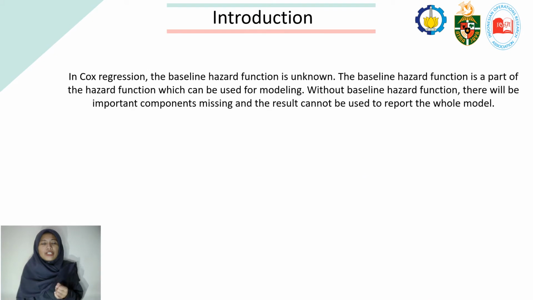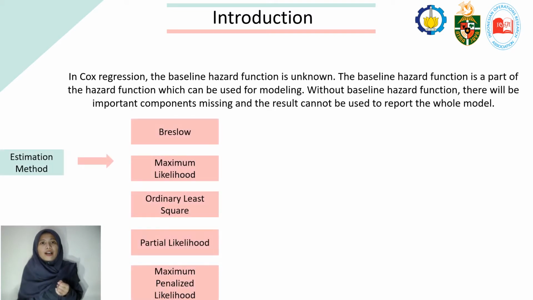In Cox regression, the baseline hazard function is unknown. Without a baseline hazard function, there will be important components missing and the result cannot be used to report the whole model. The methods that can be used to estimate the baseline hazard function are Bayes' law, maximum likelihood, ordinary least square, partial likelihood, and maximum penalized likelihood.